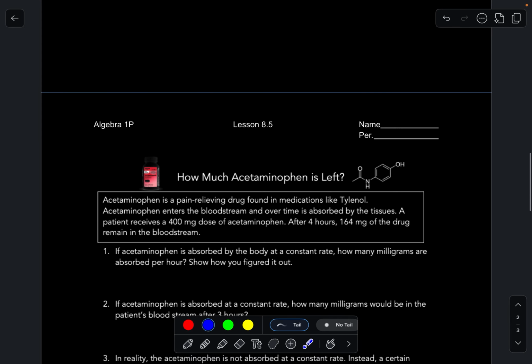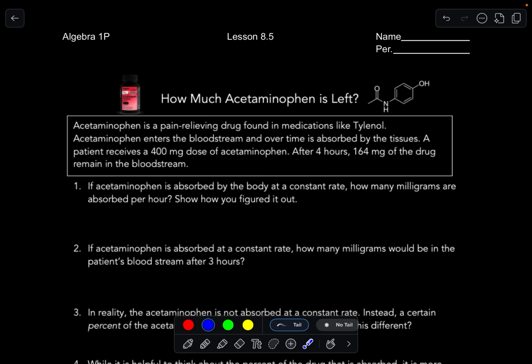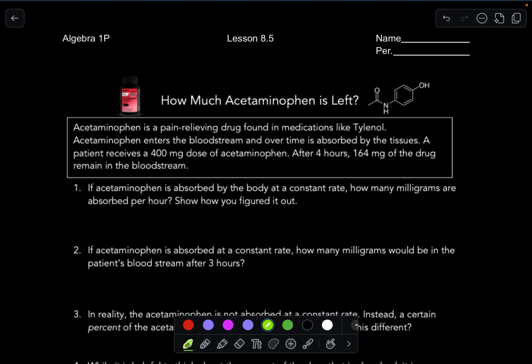So let's begin this adventure by starting with this activity. How much acetaminophen is left? Acetaminophen is a pain-relieving drug found in medications like Tylenol. Acetaminophen enters the bloodstream and over time is absorbed by the tissues. Here's the info. A patient receives a 400 milligram dose, okay? And after 4 hours, only 164 milligrams of the drug remain in the bloodstream, okay?